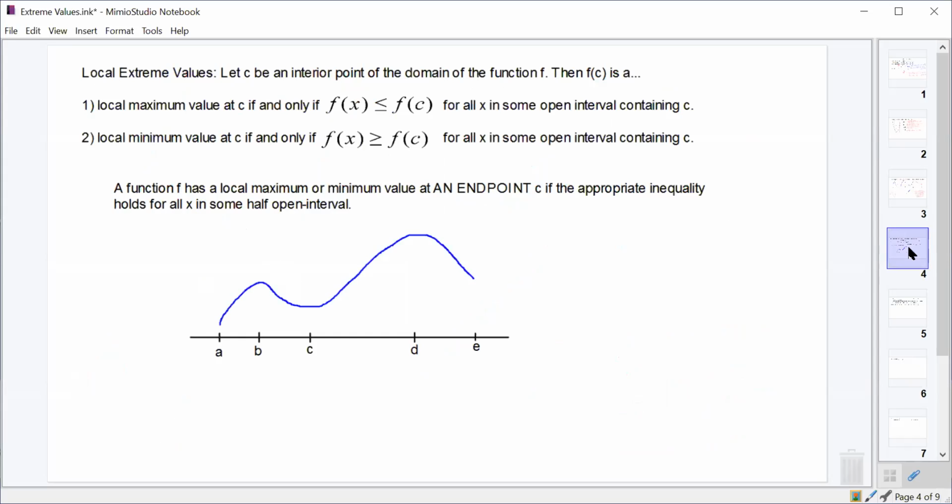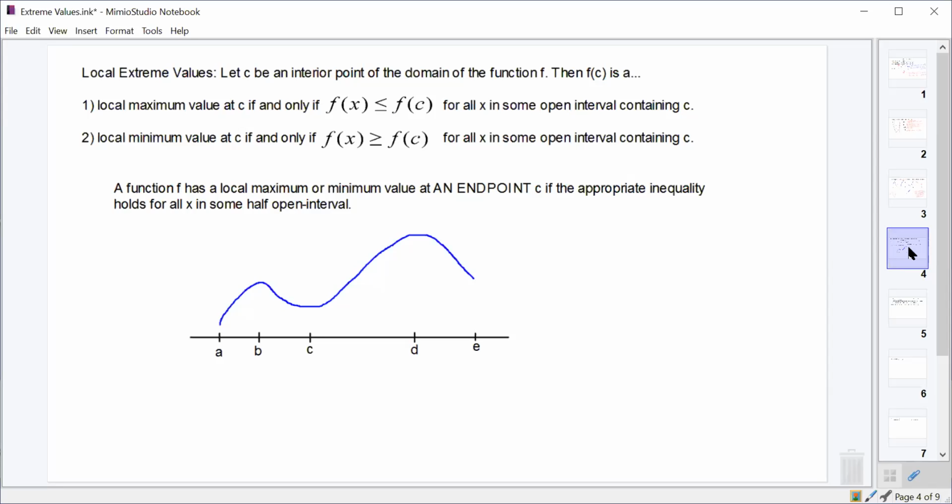The only difference between an absolute and a local is that an absolute has to be the highest point on that entire domain, the entire domain of the function or the entire piece of the function that we are specifically talking about. But a local one doesn't have to be the highest point on the entire domain of the function. It just has to be the highest point on some open interval around that point.